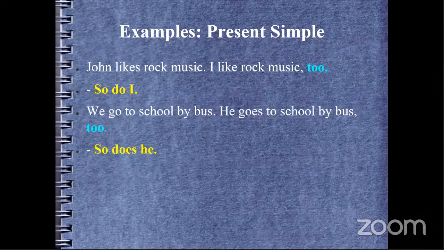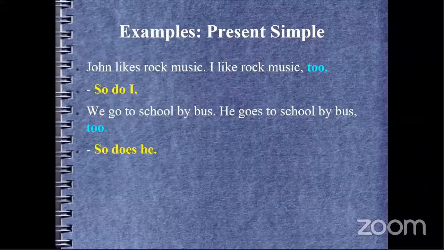By the verb. Look at the verb. In sentence number 1, likes. In sentence number 2, go. You understand? These are examples of present simple. You identify that those sentences are in the present simple because of the verbs likes and go. Okay? Now, I want you to refresh your mind.